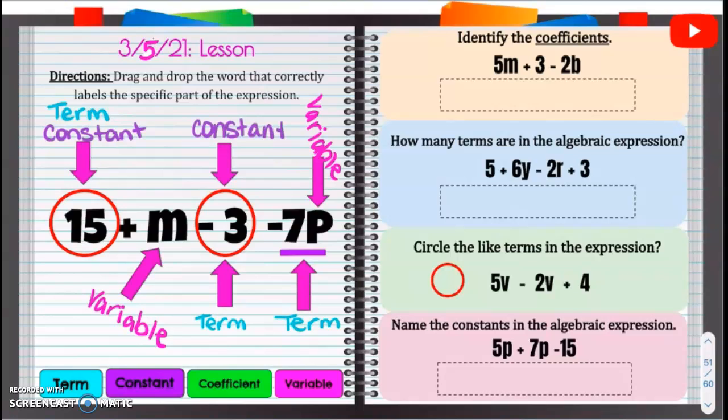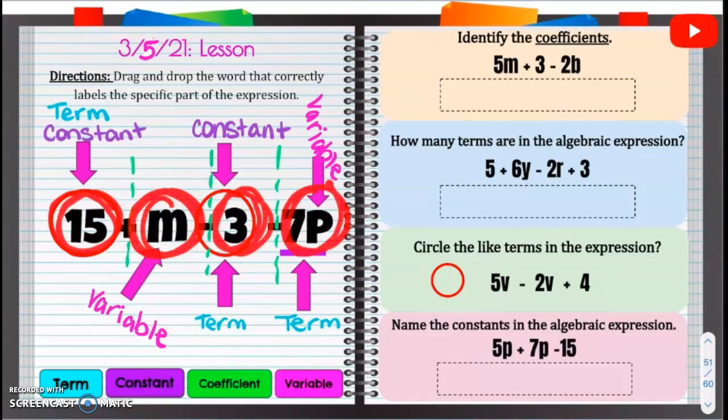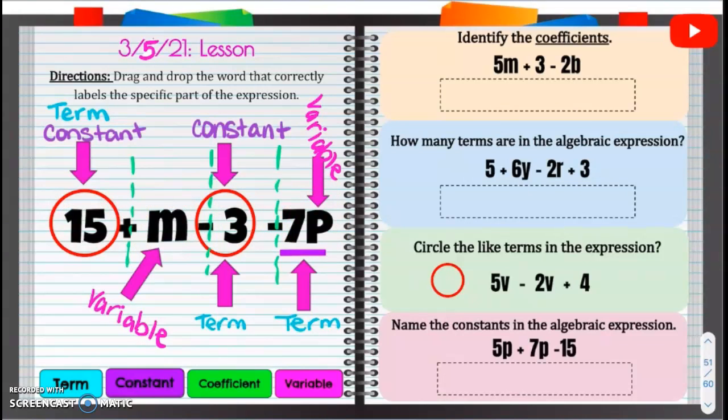Constant. Remember, terms are separated by our operations. So we have 1 term here, 2 terms, 3, and 4 terms total. Oh, you could say that variable is also a term. You could very well do that. So sorry.